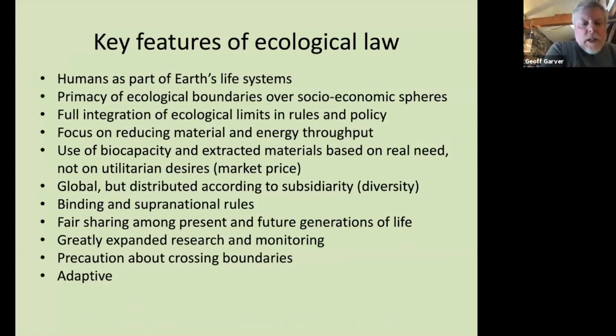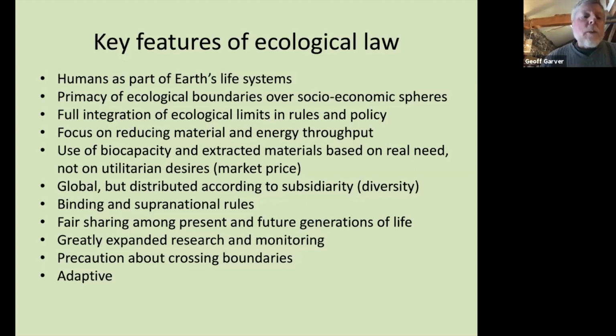And here, I really don't want to spend too much time with this, but I'm just recalling some of the key features of ecological law that have been identified. This is a list that I've come up with in my research, but other researchers have identified similar features. So the idea of ecocentricity, that humans are part of Earth's life systems and not apart from them. The idea of eco-primacy, which Carla will be talking about more, that in a system of ecological law, we're giving primacy to ecological boundaries over socioeconomic spheres and ideas such as infinite economic growth.